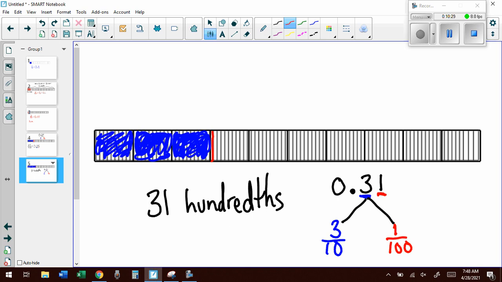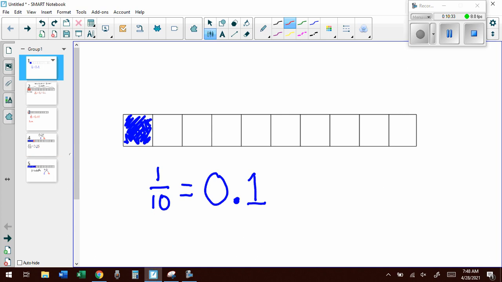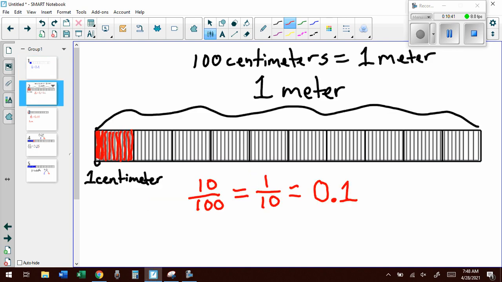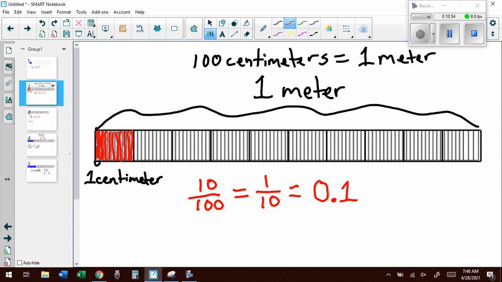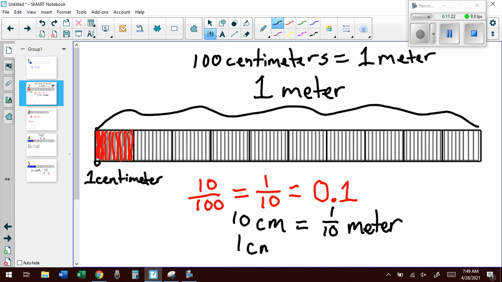So understanding that decimal place value, that at the beginning of it, we can show 1/10 as 0 ones and 1/10, carrying that knowledge over into hundredths, keeping in mind that this was all just a meter stick, 1 meter equals 100 centimeters, so 10 centimeters equals 1/10 of a meter, and 1 centimeter equals 1/100th of a meter.